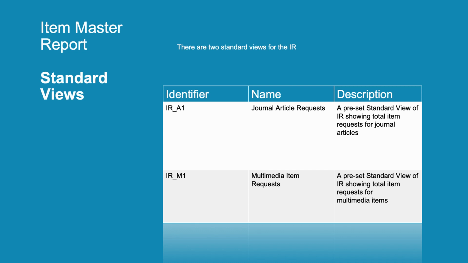There are two standard views for the IR. IR A1 is Journal Article Requests, showing total item requests for journal articles, while IR M1 is Multimedia Item Requests, which shows total item requests for multimedia items like videos.